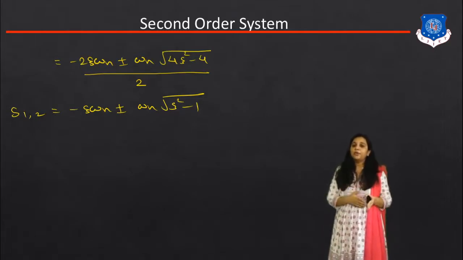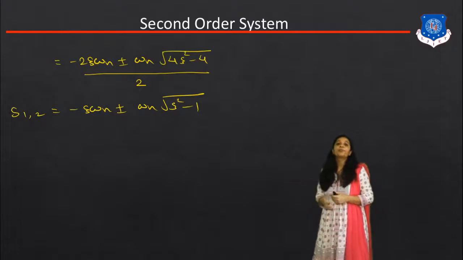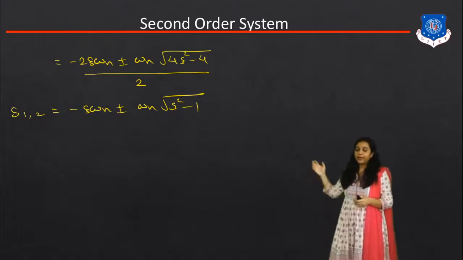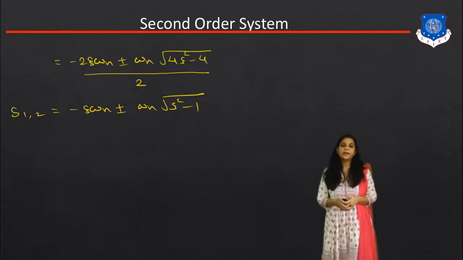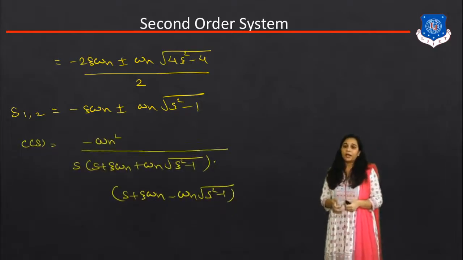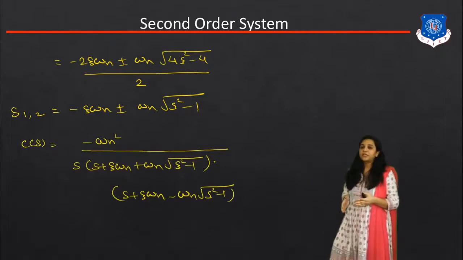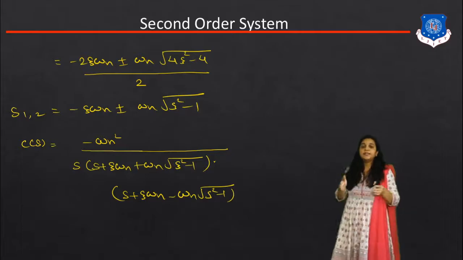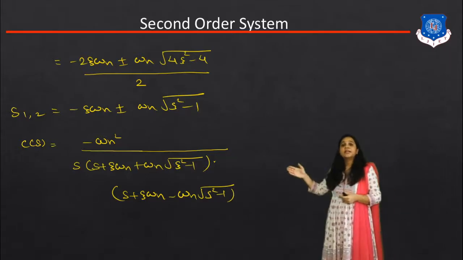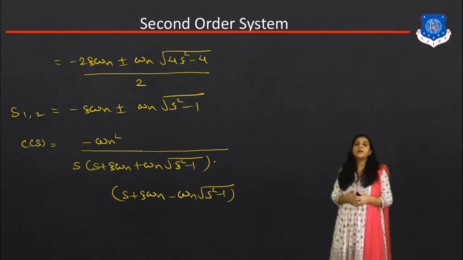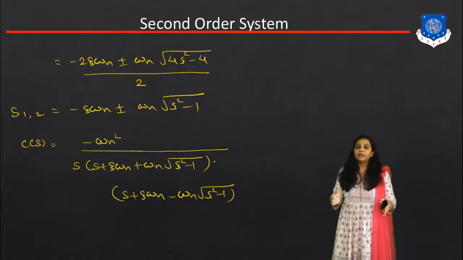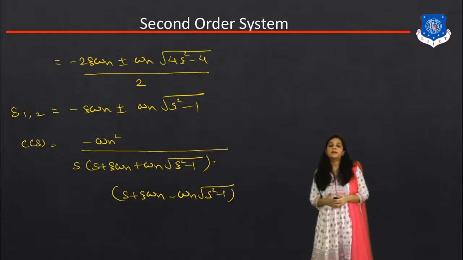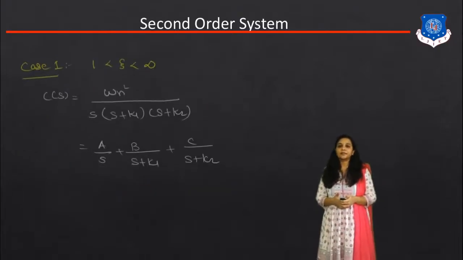So we get the two values s1 and s2, equal to minus zeta omega n plus or minus omega n under root of zeta square minus 1. Now the equation of output C(s) is equal to omega n square upon s, in this bracket s plus zeta omega n plus omega n under root of zeta square minus 1, in the other bracket s plus zeta omega n minus omega n under root of zeta square minus 1.